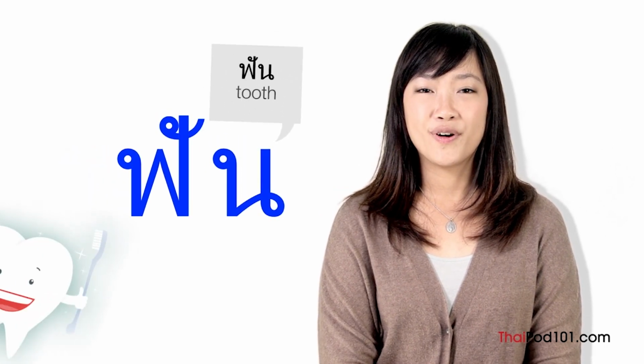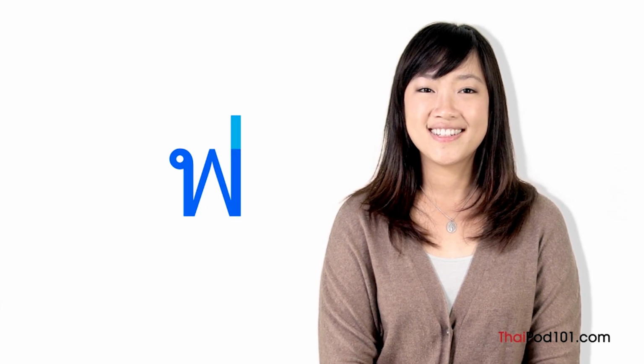The next letter looks almost the same. This is ฟอฟัน. ฟัน is the Thai word for tooth. As you can see, the only difference is that ฟอฟัน has the last line sticking out higher than the rest of the letter. The sound of ฟอฟัน as an initial consonant of a syllable is f, like the F in family. But as a final consonant, ฟอฟัน also makes a dead P stop sound.